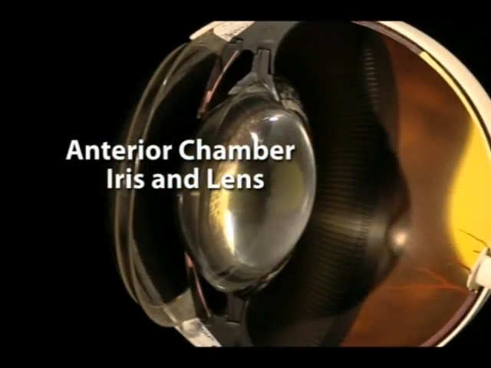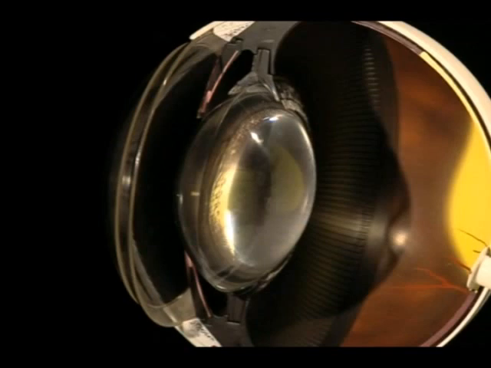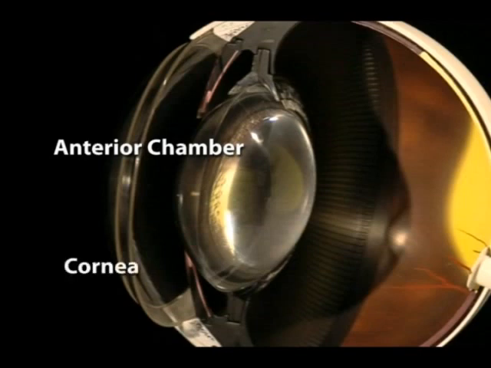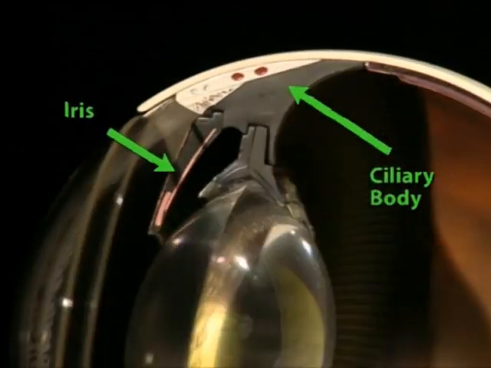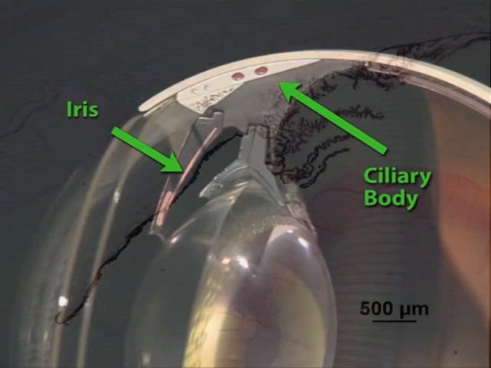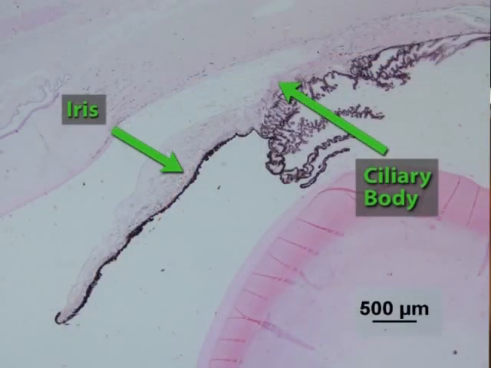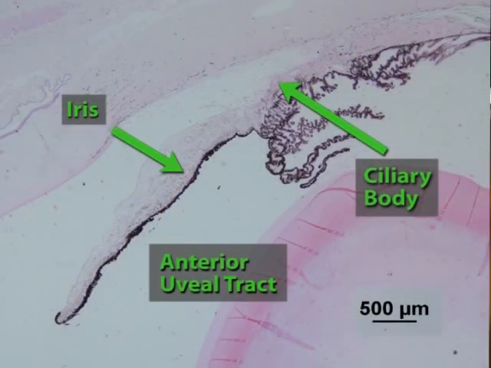When examining the inside of the eye, it is very important to appreciate the role of the intraocular structures and compartments in maintaining normal ocular function. The anterior chamber comprises the aqueous-filled space bounded anteriorly by the cornea and posteriorly by the iris and the lens. Posterior to the iris is the ciliary body. These two structures together make up the anterior uveal tract.